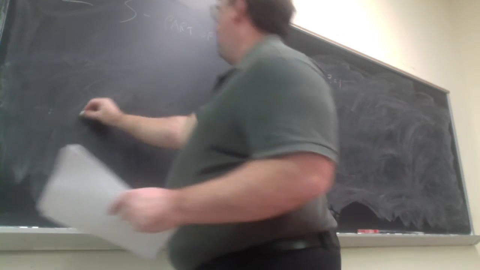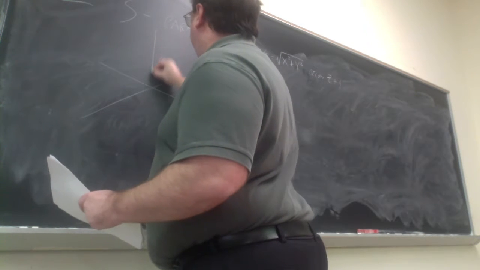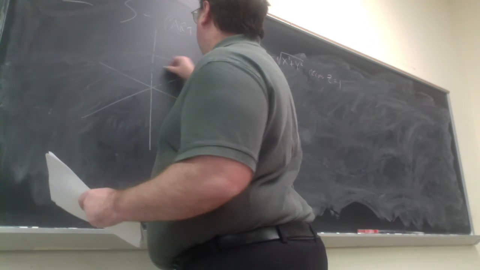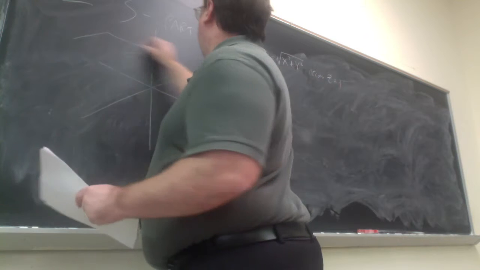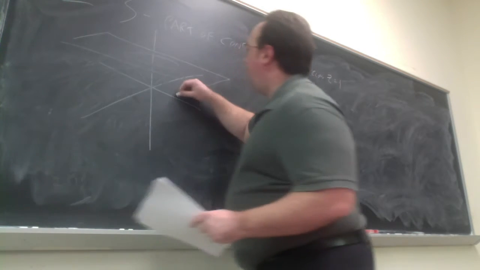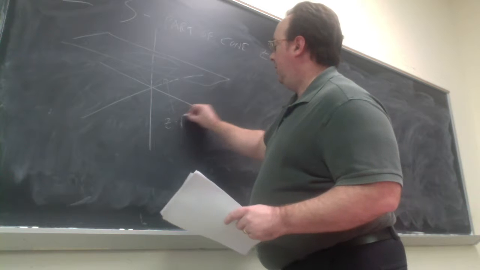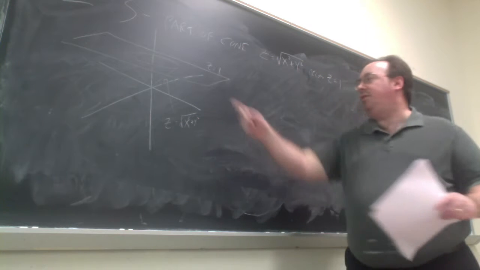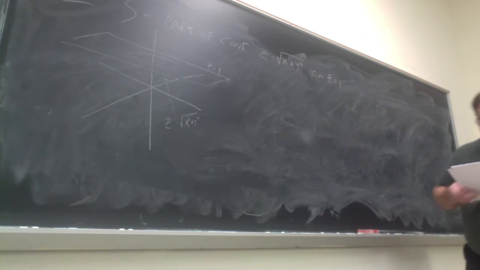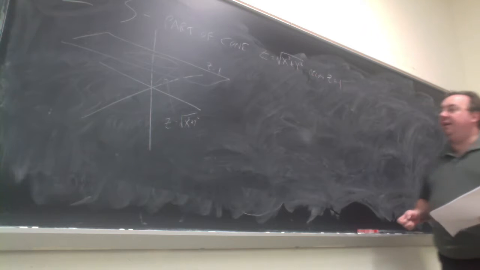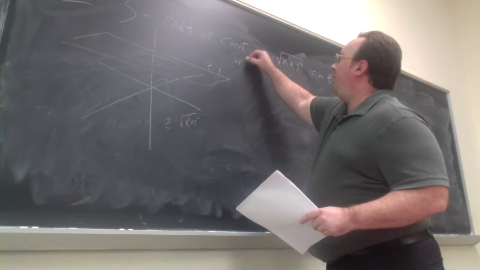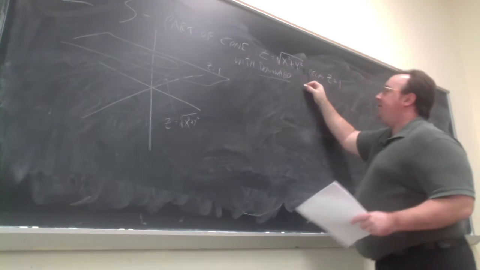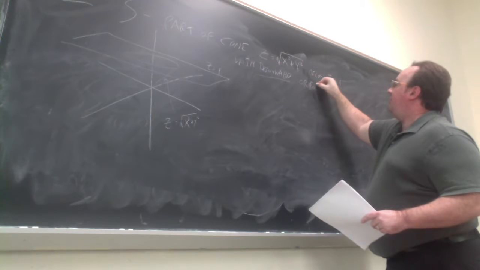So what this surface looks like, here's your cone. And it's cut off at z equals 1. So it starts at the origin and makes it all the way up here. Okay. And very important, it must have downward orientation.